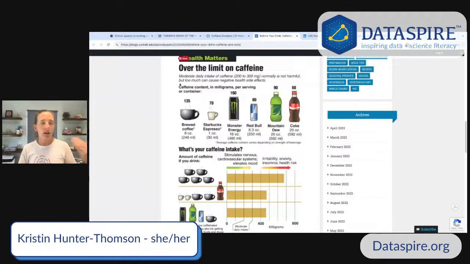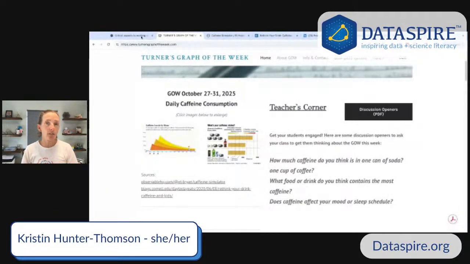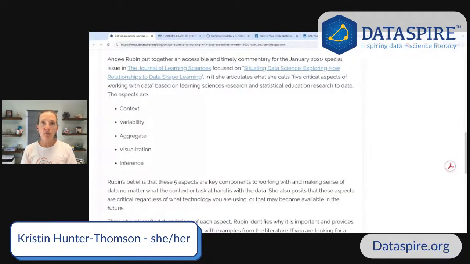And so with these examples, just of the 2 visualizations that were pulled for Turner's Graph of the Week this week, we can see how these 5 critical aspects of context, variability, aggregate, visualization, and inference can factor into the different types of questions that we ask our students. So it doesn't have to be a big thing. We don't have to go deep on any one of these at any one time, but we can just hit on them and keep hitting on them and keep hitting on them.